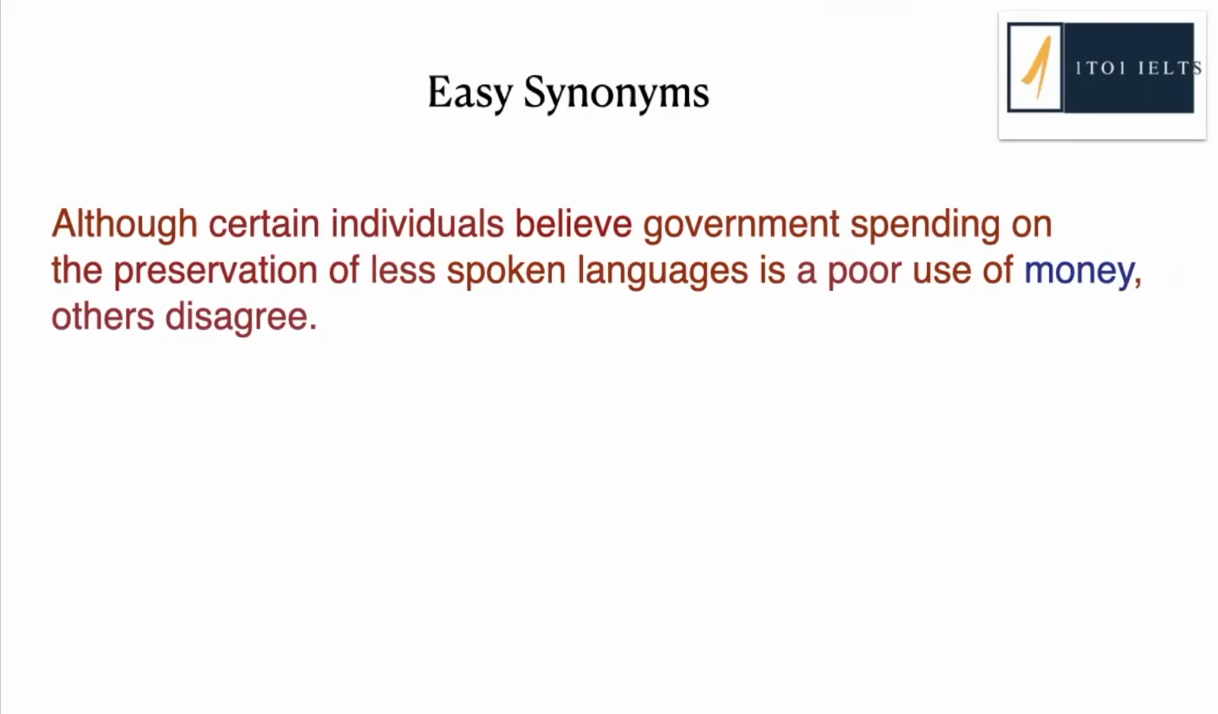And that's it. So the very last step is we need to quickly read through it and make sure that this makes sense and has exactly the same meaning as the original. Our paraphrase says, "Although certain individuals believe government spending on the preservation of the less spoken languages is a poor use of money, others disagree." This has exactly the same meaning as the original, and we've come up with a really interesting and unique way of paraphrasing this sentence.